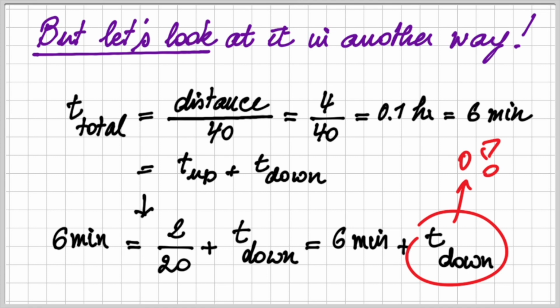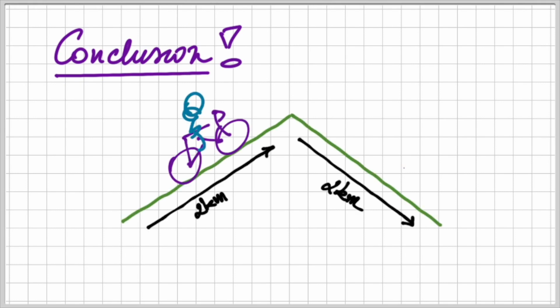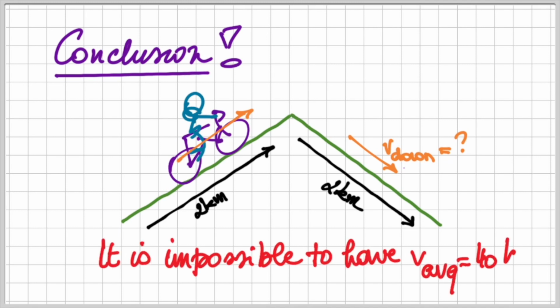Basically, this problem cannot be solved. We cannot go fast enough to have an average speed of 40 kilometers per hour. And Einstein discovered this when he was doing the calculations. So the lesson here is we have to look at the calculations. We should not go too fast to make conclusions about this. So when we look back at the conclusion, we see that our little trip going up at 20 kilometers per hour and going down and reaching an average speed of 40 kilometers per hour is basically impossible.